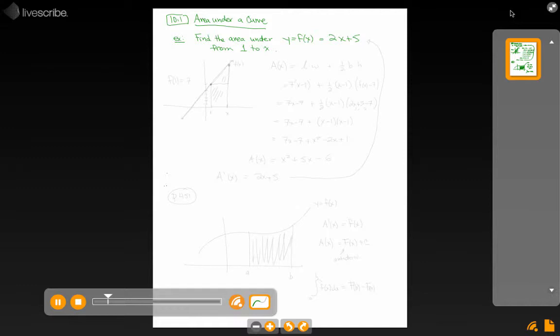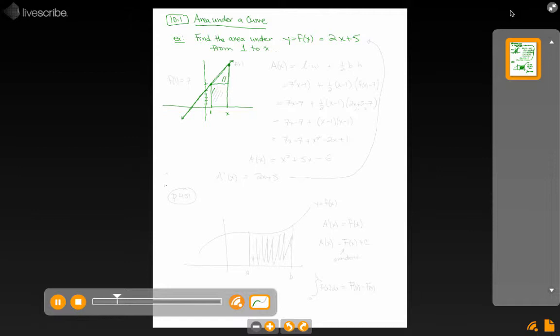So to start off as an intro example, I've got this function y equals 2x plus 5. So we should be able to draw a half decent job of that. 2x plus 5, so 1, 2, 3, 4, 5, and a slope of 2, so something like this. And we're saying, what's the area from 1 to some number x under there? So we can draw ourselves the area.